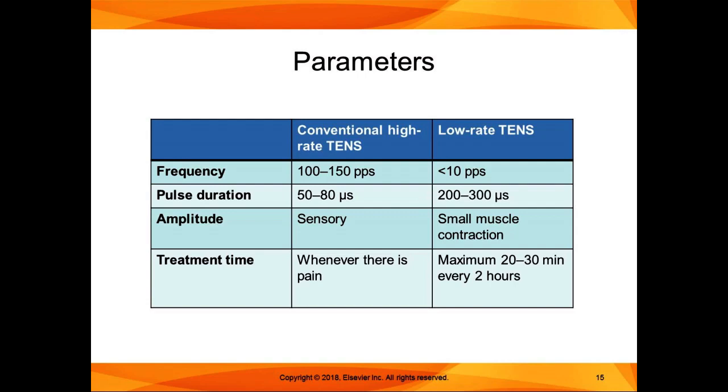Low rate TENS, or there's a low rate setting on IFC as well. It's less than 10 pulses per second. Higher pulse duration, because we're going for motor, 200 to 300 microseconds. We're looking for small muscle contractions, twitching almost. And you're going to do it a maximum of 20 to 30 minutes every 2 hours.